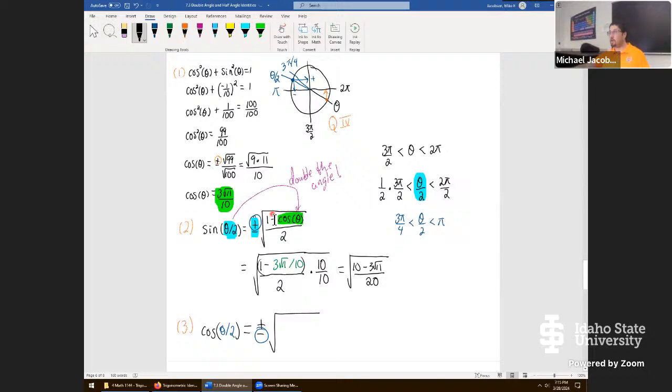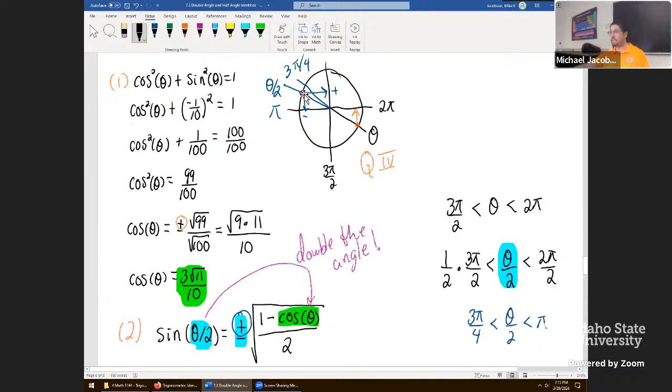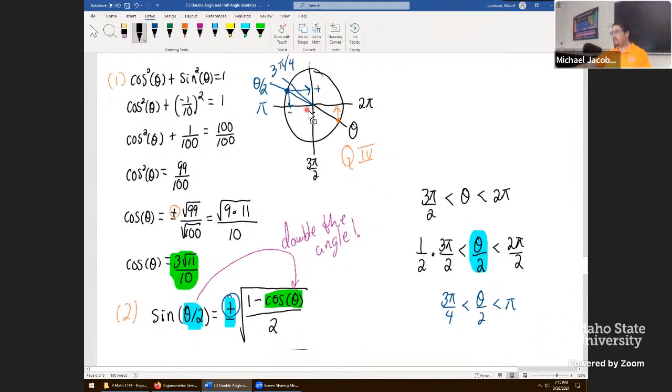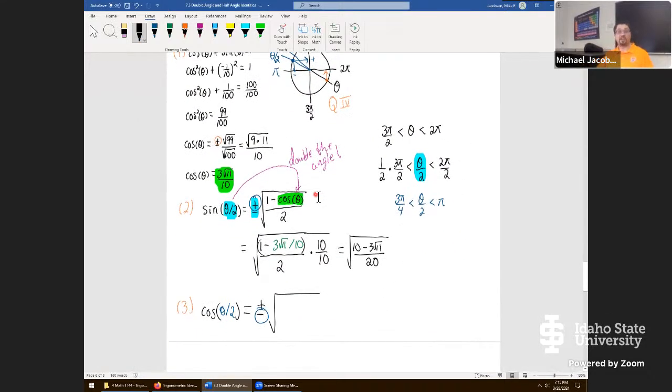Why is it negative? Only because of theta over 2 terminating right here says that the cosine value should be the first coordinate, which takes on this negative value on the x-axis. Yep, you betcha. But it's definitely tricky because of that theta right there coming out as positive. Other questions so far?